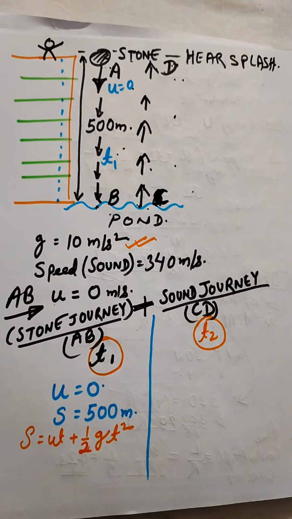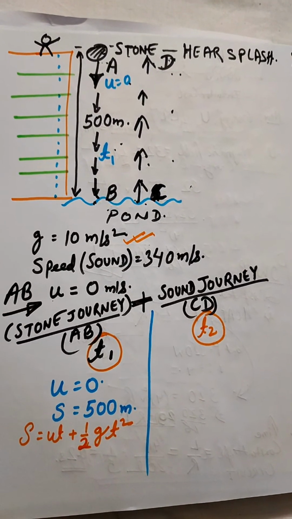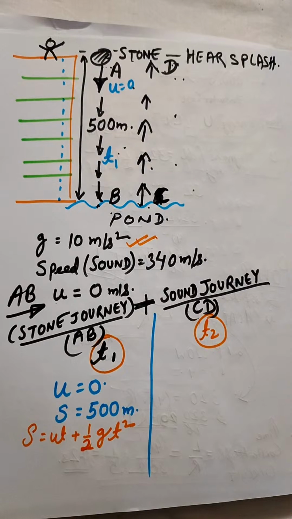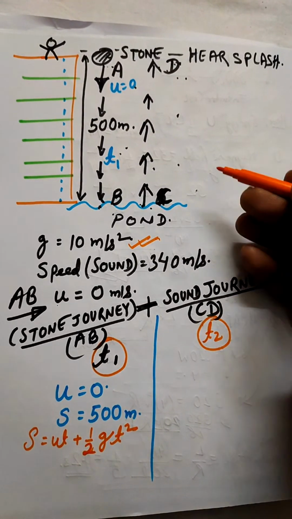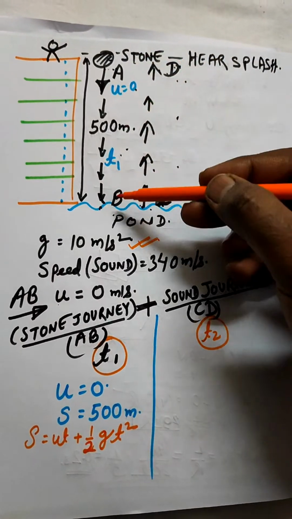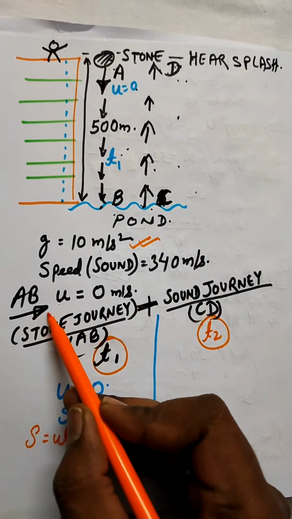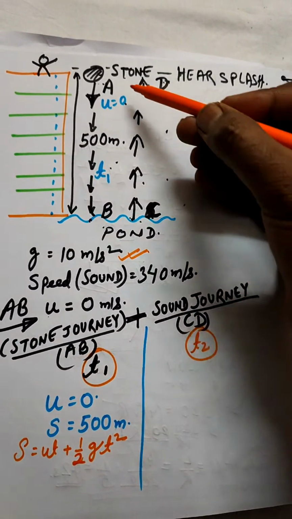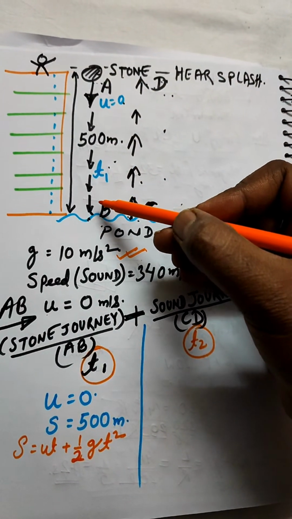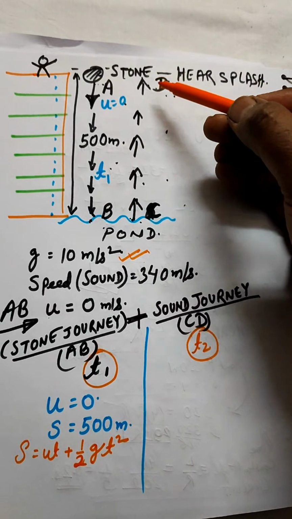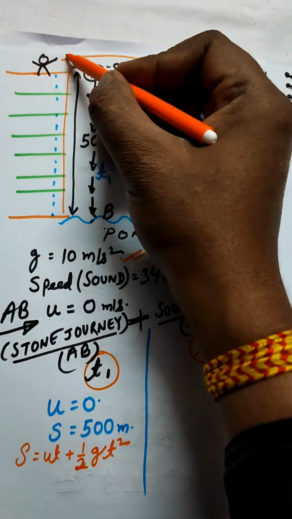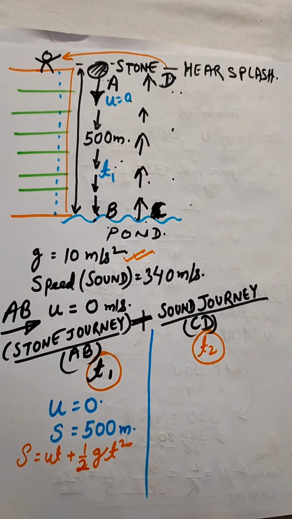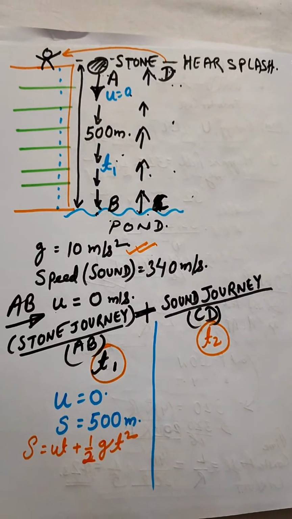In this numerical, it's given that a stone is dropped from the top of a tower 500-meter high. The tower is shown to you, into a pond of water at the base of the tower. So the pond is located over here. So there will be two parts which are covered. That is A to B, stone journey, then C to D, sound journey. When A to B is covered, then C to D is covered, and then only you are able to listen to the sound, right?